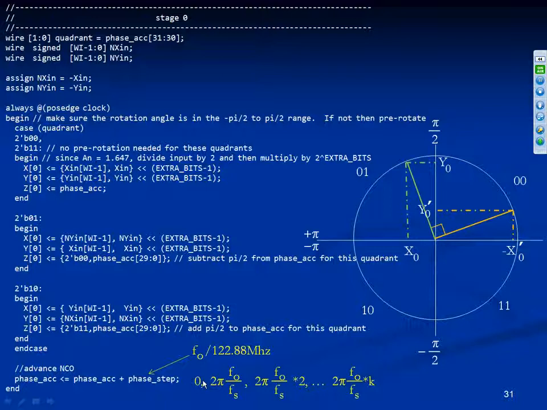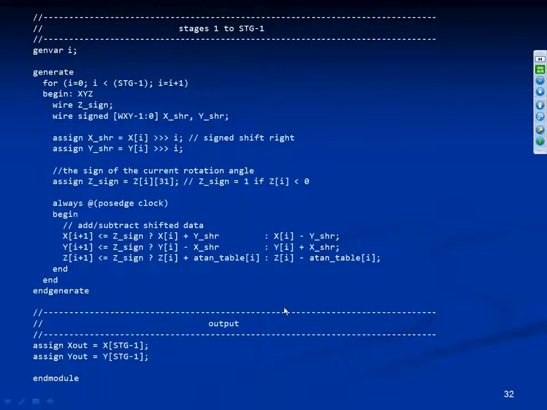Now, you remember if you looked back at the block diagram that we had earlier, the angle that you feed into the CORDIC function would first be 0, then it would increment 2 pi f0 over fs, then 2 pi f0 over fs times 2, this is times 1, and so on, times k. So we're basically doing that, but all we're doing is an addition here by just adding the phase step over and over. So we're basically going around the circle. I'll show you that some more in a little bit.